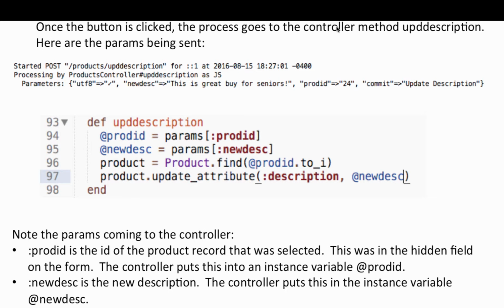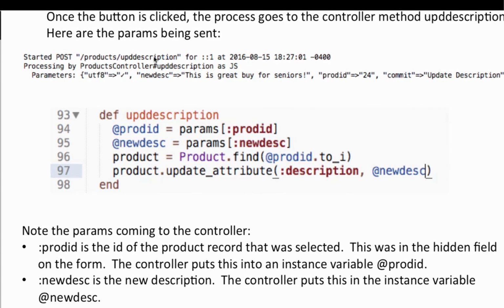Once a button is clicked, the process, as I said, goes to controller method update description. These are the parameters being sent. So I went into the Rails server, and you can see it's sending new desc, NEWDESC, and what we sent was "this is great buy for seniors", and the prod ID is 24.